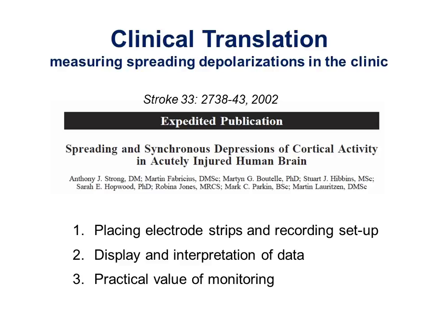So the clinical translation of this research began now 15 years ago with the publication of Dr. Strong's study using electrode strips to monitor patients with acute brain injury. This research was subsequently pursued by the COSBID Research Consortium, who've continued to refine and develop the techniques first established by Dr. Strong. And some techniques have evolved, others haven't. So I'd like to start the second half of the talk with a review of the basic techniques of placing electrode strips and making recordings in patients.